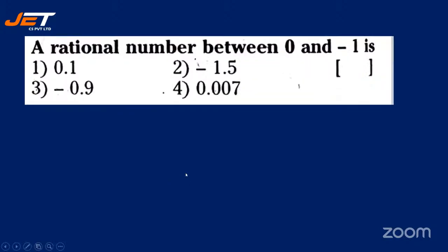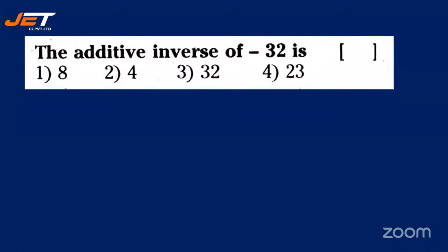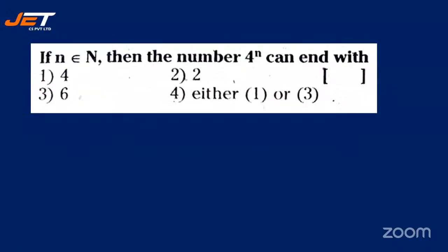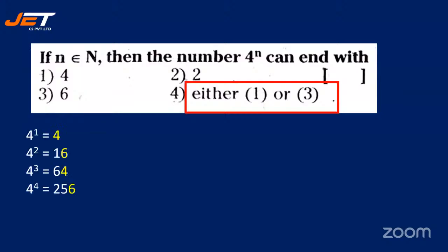Quickly give the answer. It is either 1 or 3. How? 4 power 1 is 4. 4 power 2, that is 4 square, 4 fours are 16. 4 cube is 64. 4 power 4 is 256. So it can end with either 1 or 3.